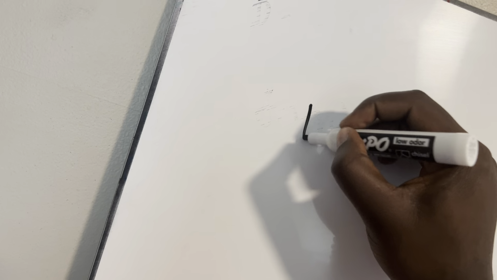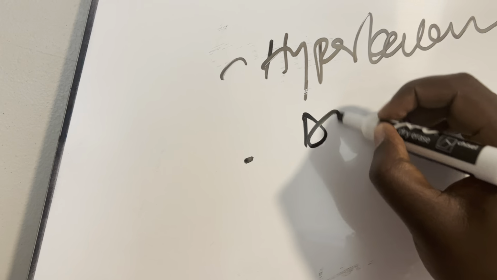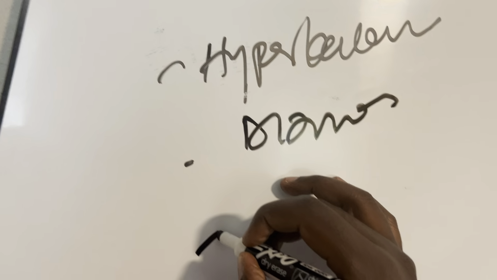Side effects: they also cause hyperkalemia, dizziness, and hypotension. These are common side effects. Under drugs that affect the renin-angiotensin system, we have what we call renin inhibitors.